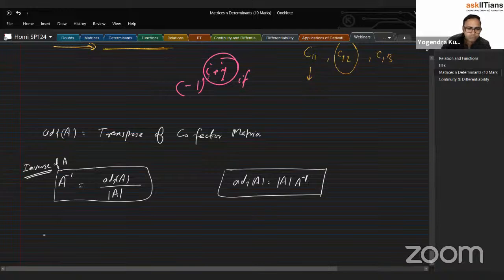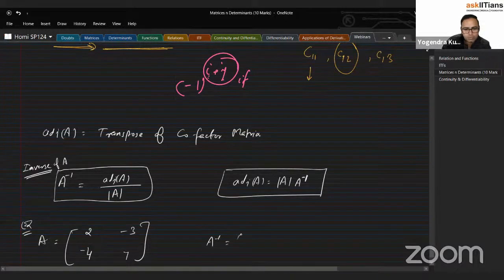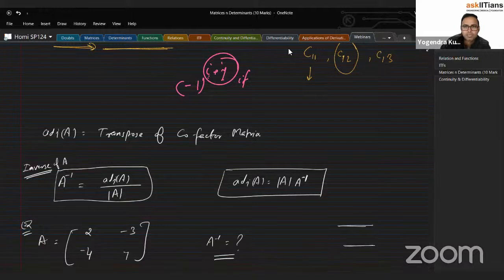Tell me, guys, should I ask you one simple question? There is a matrix, 2, minus 3. Give me the correct answer, everyone. Like row and then column. This is A. So what is A inverse for this? Give me the first row elements, then the second row elements for A inverse, in this order.